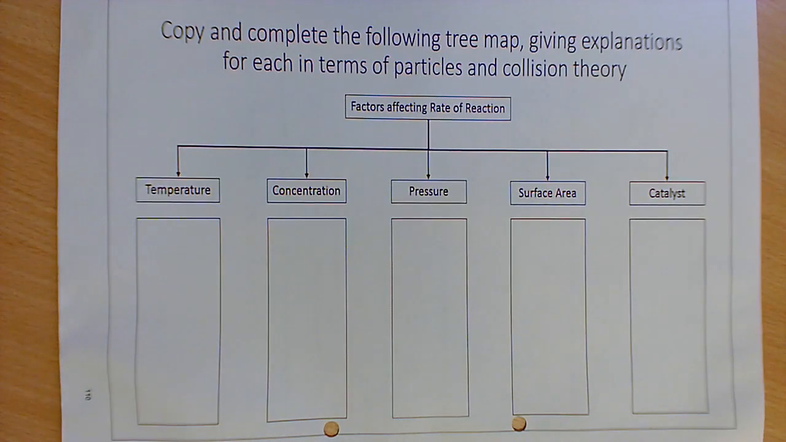Finally, we're going to look at this tree map, which is going to give us an overview of everything we've spoken about so far in terms of collision theory. Okay, so we're going to talk just an overview of temperature, concentration, pressure, surface area, and catalyst. How do they affect rate of reaction, and how do we explain that in terms of collision theory? And just to reiterate, collision theory states that reactant particles must collide with enough energy to react. And that amount of energy is referred to as the activation energy. And any of those collisions that do have enough energy are successful collisions, and all of the collisions that don't have that amount of energy are unsuccessful collisions.